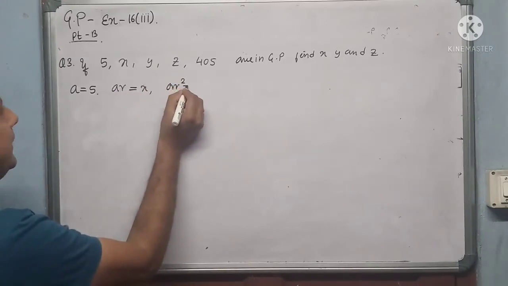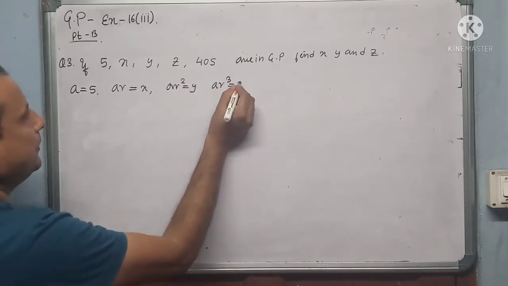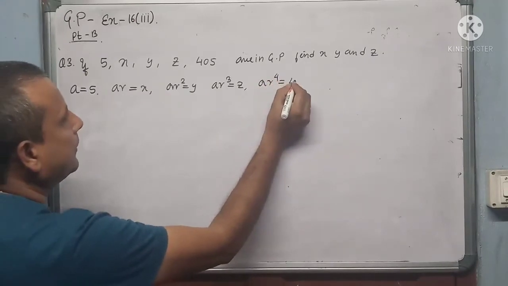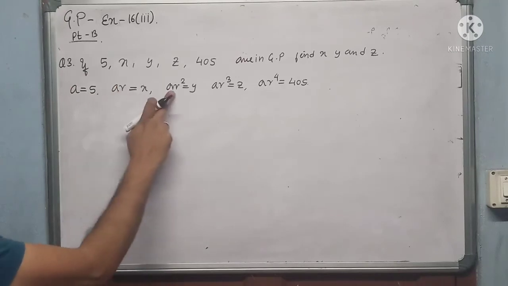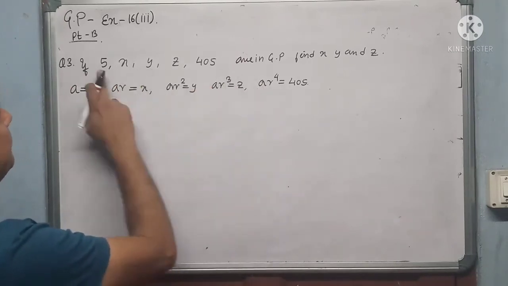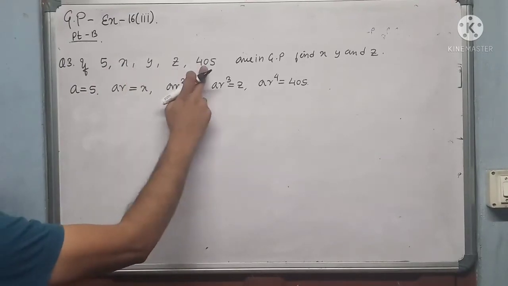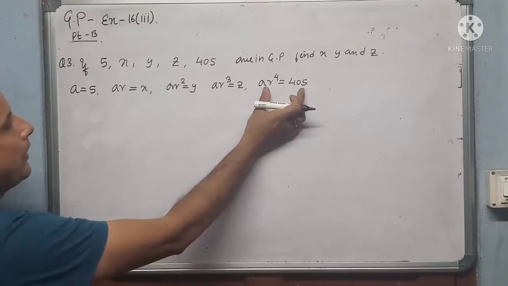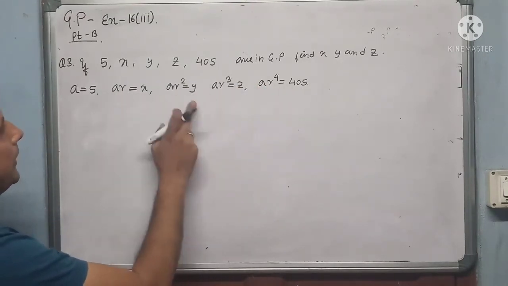ar square is y, third term. ar cube equals z. And ar to the power 4 is 405. First, second, third, fourth, fifth term. Fifth term is this much. Now using this relation, we can easily calculate the value of r. After getting the value of r, we can calculate the value of x, y, and z.